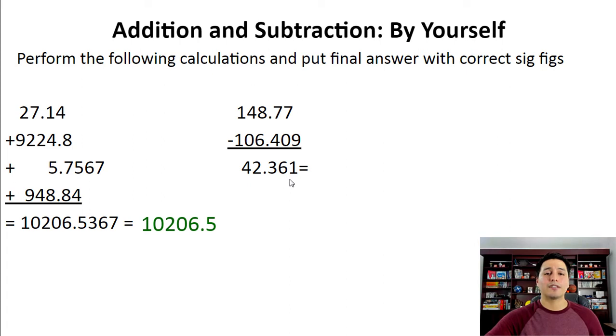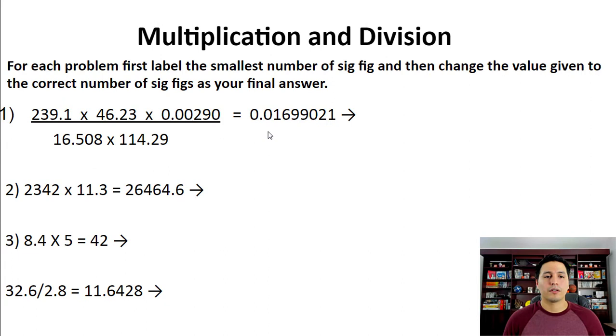Now, because the 1 is less than 5, our final answer is going to remain as 42.36. So when looking at multiplication and division problems, I first want you to label the smallest number of sig figs and then change the value to the correct number of sig figs as your final answer.